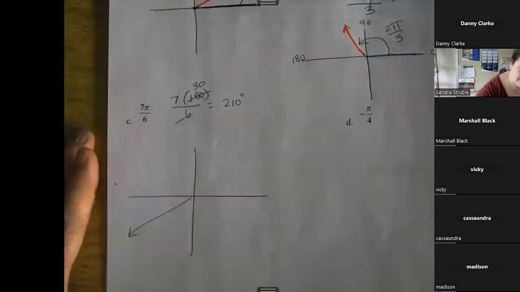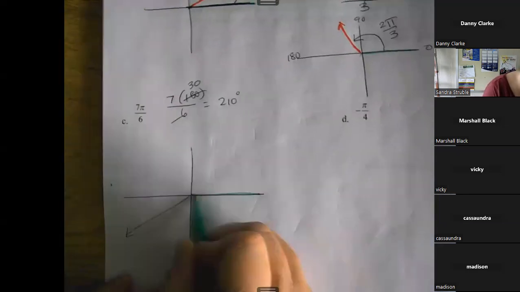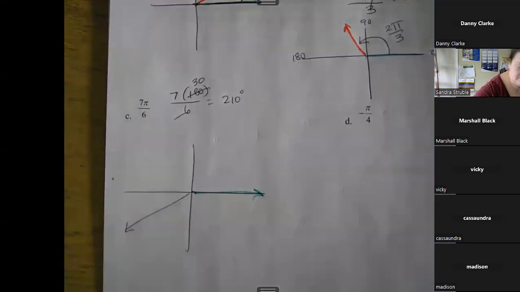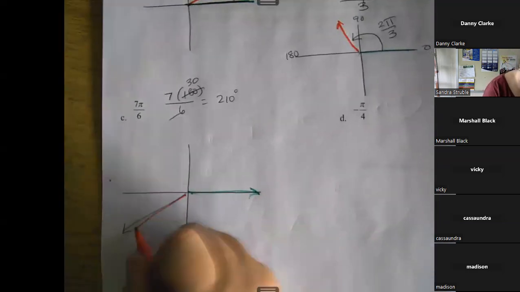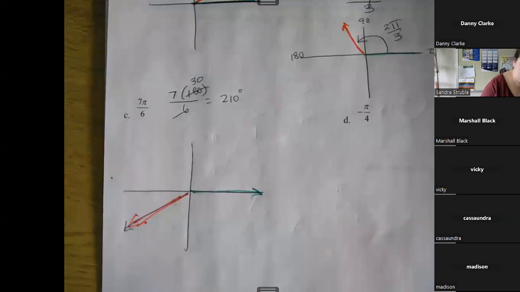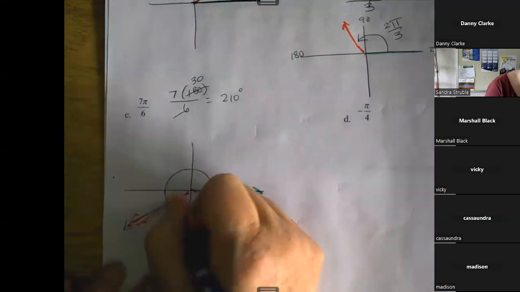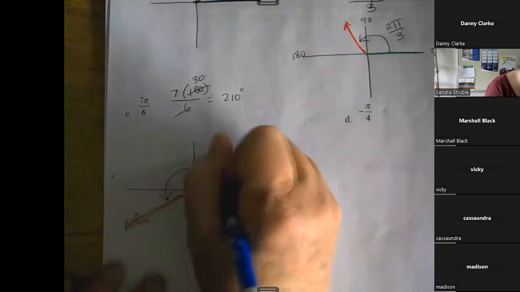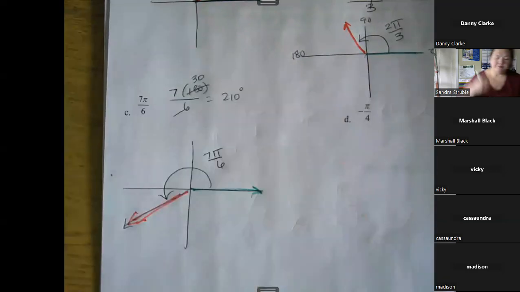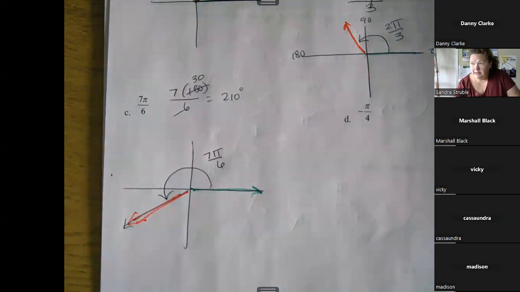Okay, so initial side, terminal side, angle. And make sure and label it 7 pi over 6. Or use your unit circle. Because the unit circle that I provided does not give you the negative versions of this. This is when using the 180 for pi makes it look a little prettier.